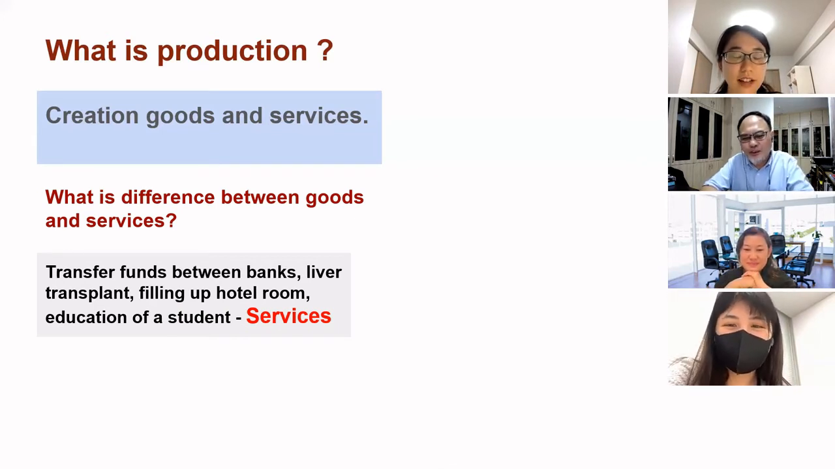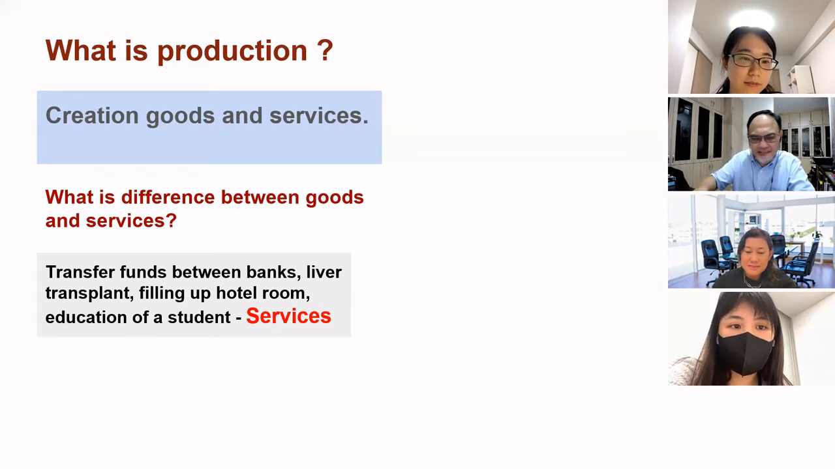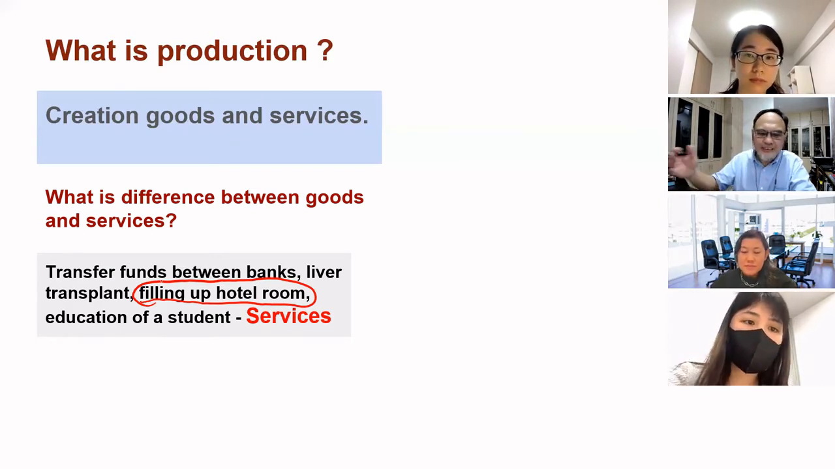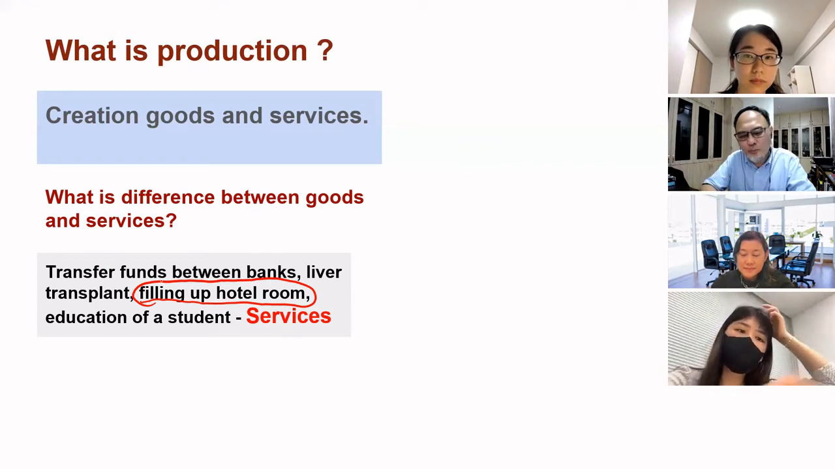COE, Certificate of Eligibility, to enter Japan. So waiting, that's because of the pandemic. Many issues. Liver transplant. Filling up hotel room, so this is also a process needed: booking, and then go check in, go enter. So we'll talk later. Later we'll have the topic on quality.